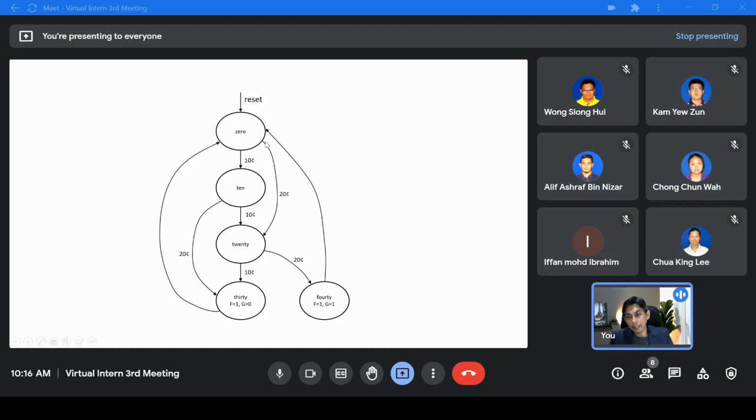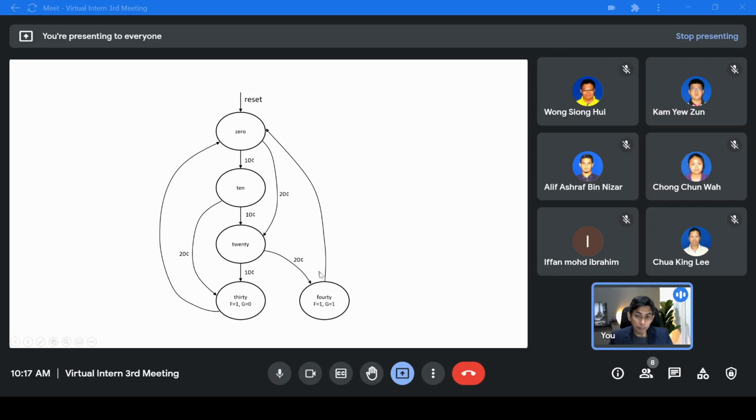and it will dispense the candy, give the output when the total coins that we put in is 30 cents, right? So this state, and f equal to 1 means that the machine needs to dispense the candy, right?